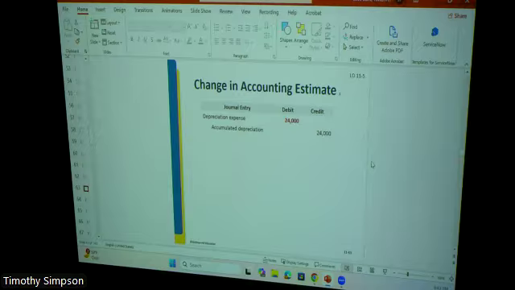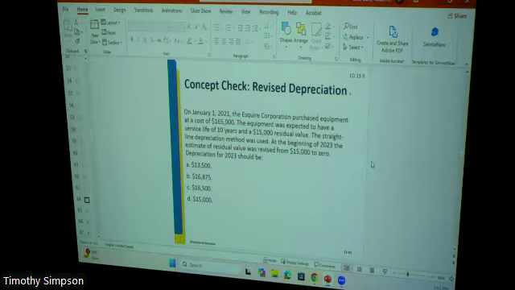So the journal entry is very simply a debit to depreciation expense. That's an income statement debit, and a credit to accumulated depreciation of 24,000, which is the entry to the contra asset.